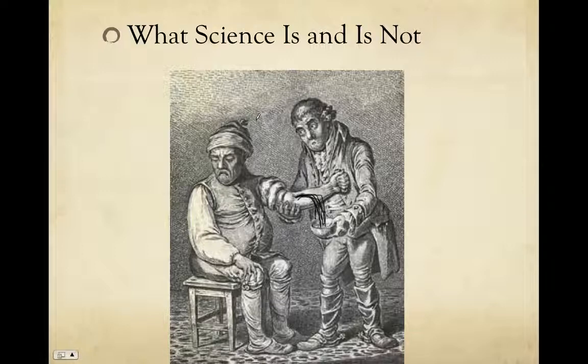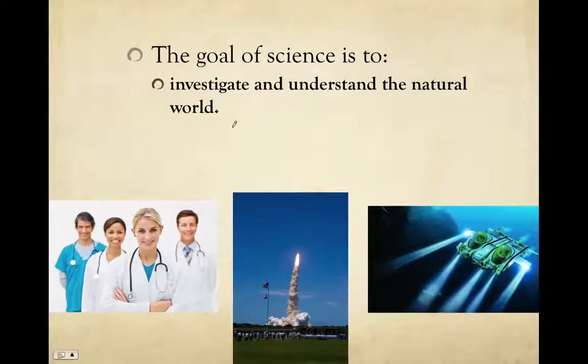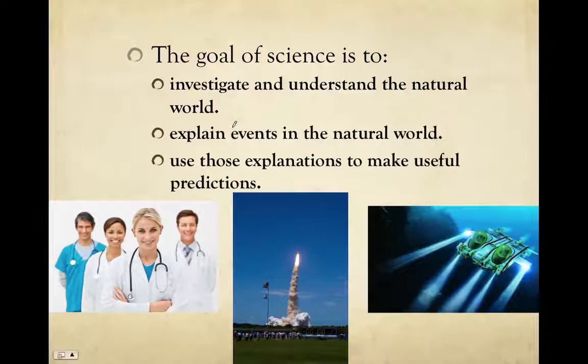We are able to sift through information and run experiments to really understand things. So we now know that disease is not caused by an imbalance of blood or evil spirits, but rather by other things, which we'll discuss later in this course. So what is the goal of science? Well, it's to investigate and understand the natural world, explain events in the natural world, and then use those explanations to make useful predictions. So really, to investigate the universe. That's the goal of science.